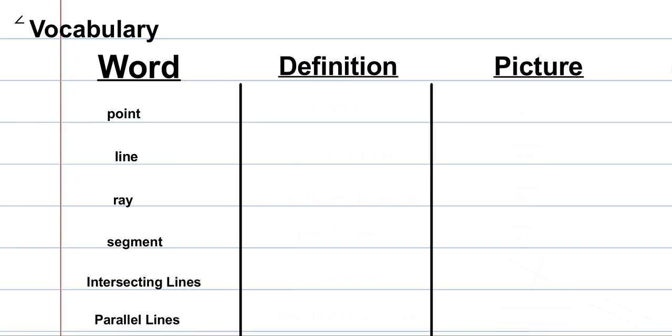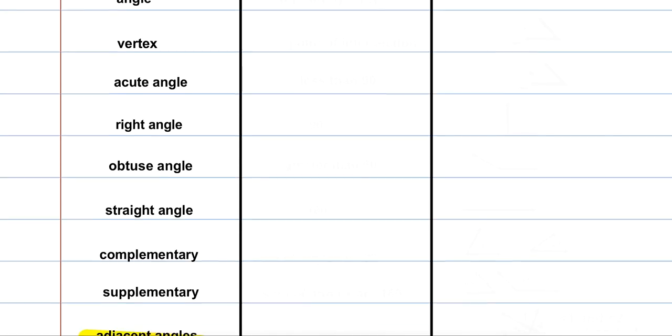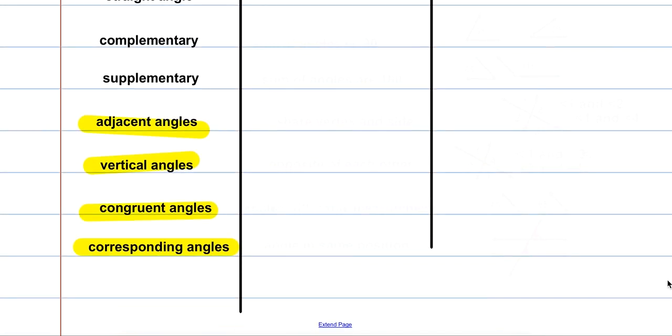More special angle pairs. On the bottom of your definition list, we're going to be looking at adjacent, vertical, congruent, and corresponding angles.